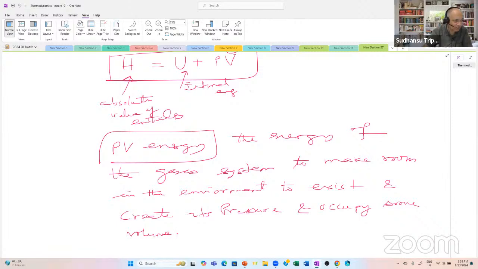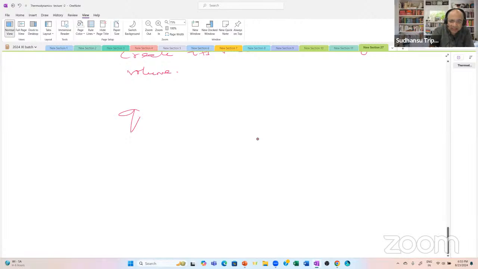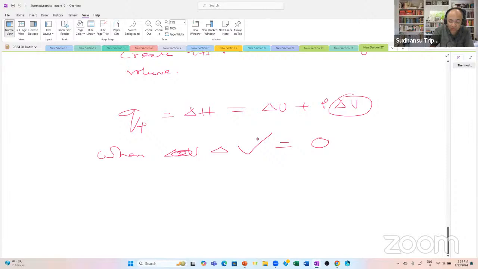So let us now proceed. QP, which is equal to del H, is equal to del U plus P del V. When del V is 0, there is no change in volume. In that case, QP will be called QV, which is equal to only del U.